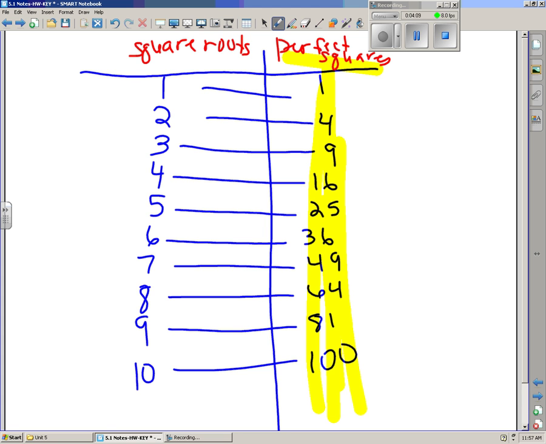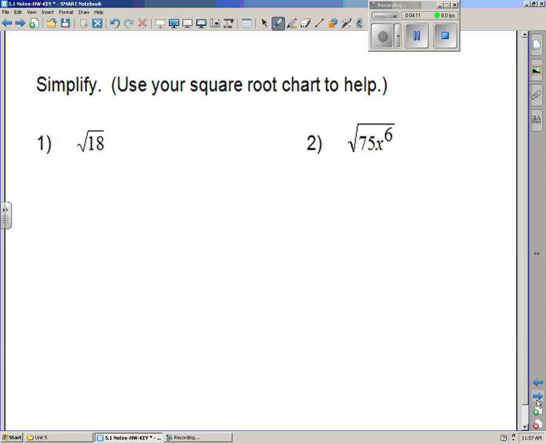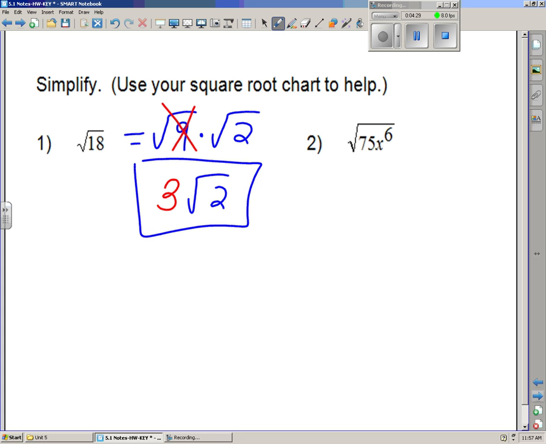And then what you would do is you would use the product property, and you'd say, okay, the square root of 18 is going to be the square root of 9 times 2, because I can use the product property. Well, the square root of 9 is just 3. That comes on the outside. The square root of 2 is not a perfect square. It's irrational, and my answer just stays as 3 radical 2.